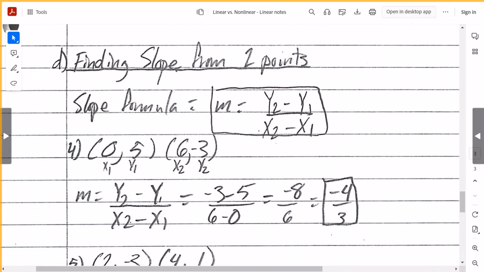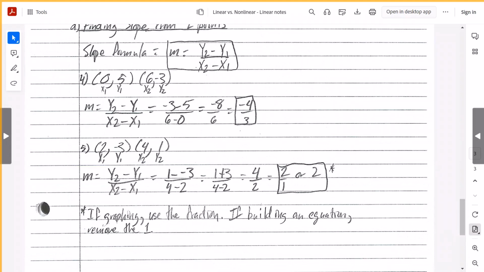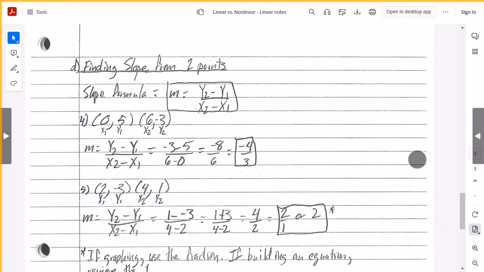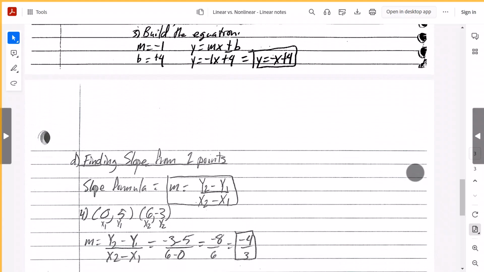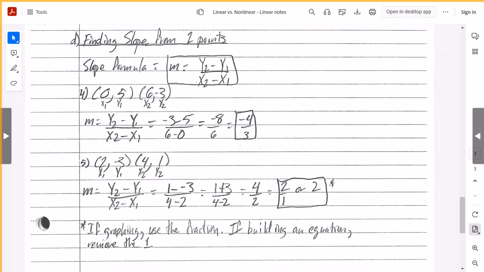Okay. We finished out with how to use the slope formula. Okay. So you substitute. I don't know why that looks different. Not going to worry about it.